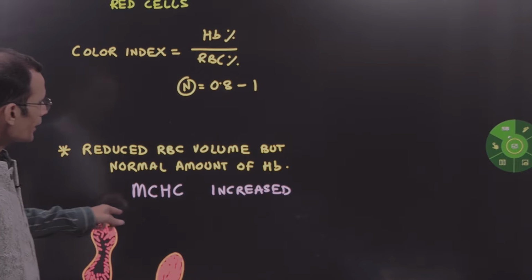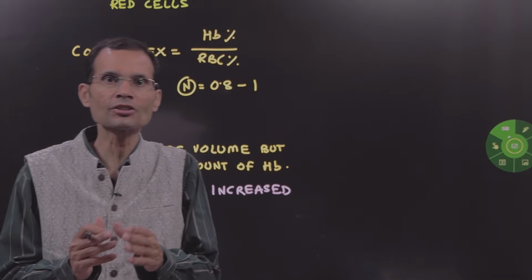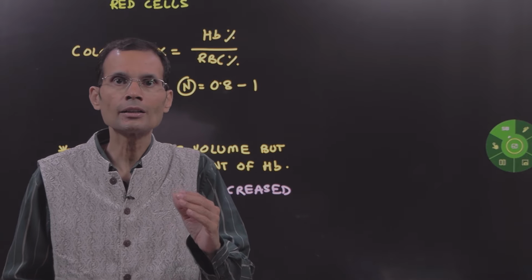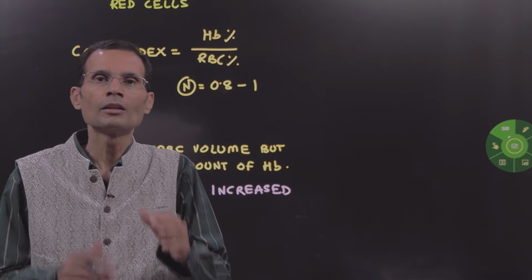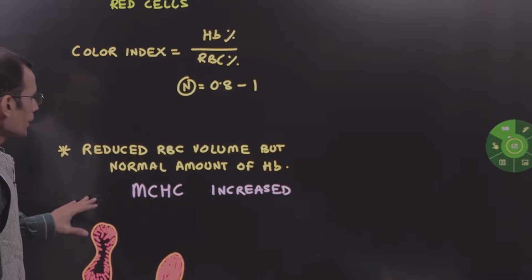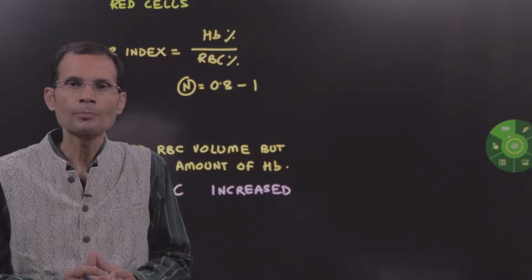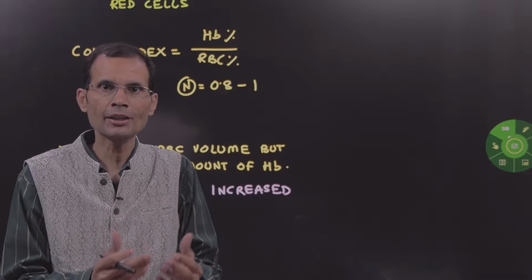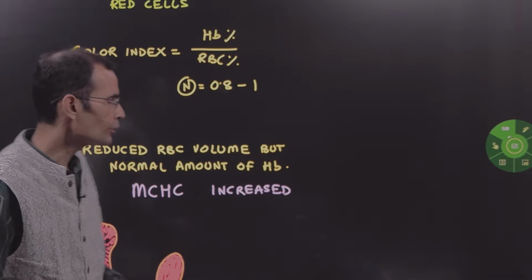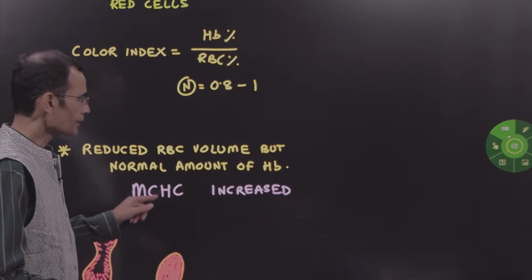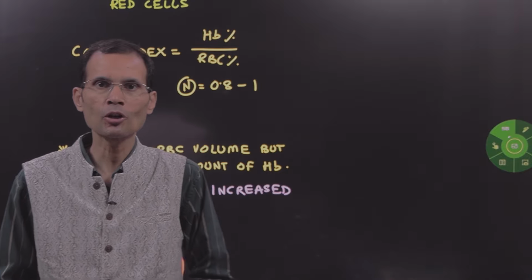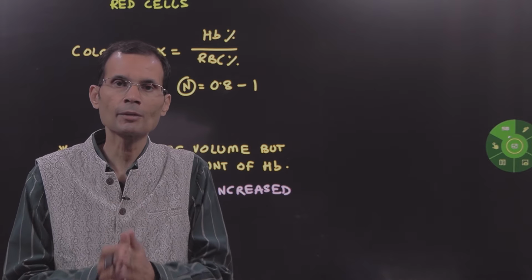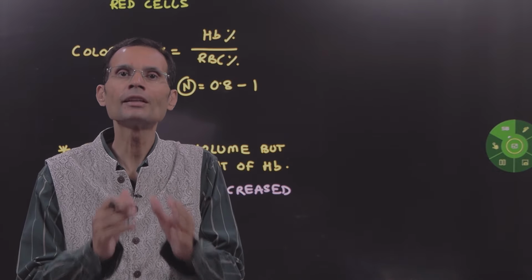All right. And the other index that you should know is that MCHC is increased. Mean corpuscular hemoglobin concentration increases, becoming more than normal. Let me quickly explain this. In a single RBC, how much of the volume is occupied or saturated by hemoglobin? The normal value is 32 to 38%. That is called MCHC, mean corpuscular hemoglobin concentration.